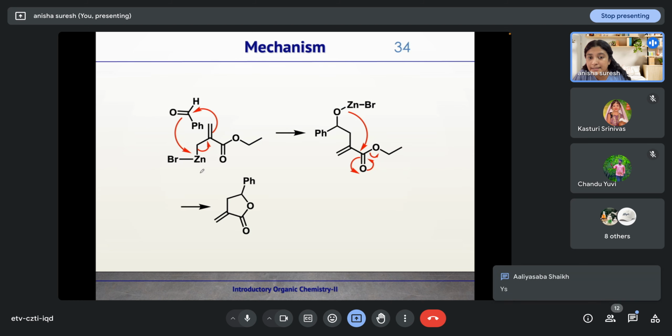So in our case, these are the starting materials given. Here this oxygen will attack the zinc. The zinc-carbon bond will break and shift here. And this carbon-carbon double bond will attack this carbonyl, leading to formation of this intermediate. Now this O-Zn bond will break and attack this carbonyl carbon. Once this carbonyl falls back, the OEt will be removed, leading to formation of this product. Here when we count 1, 2, 3, 4, 5, a five-membered ring will form and ZnBr2 will be removed. Clear?